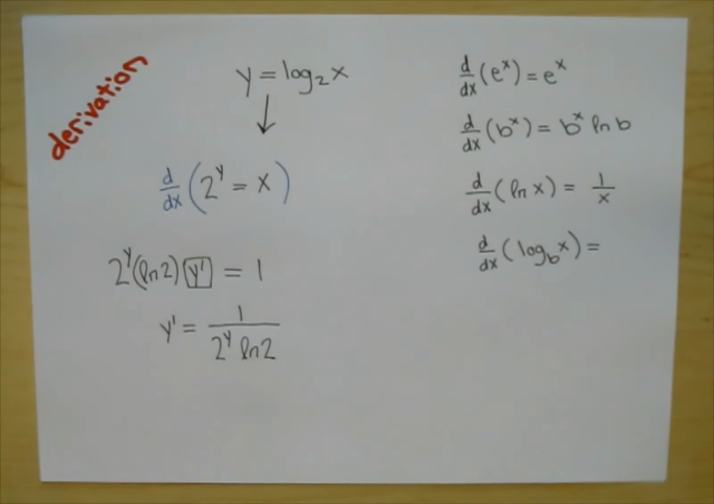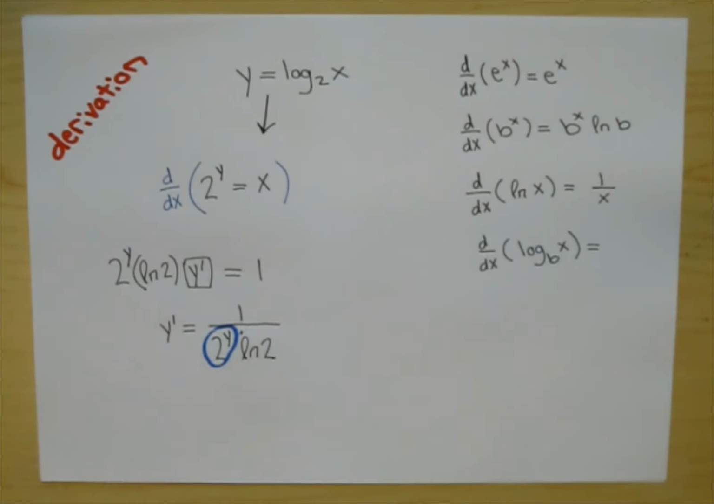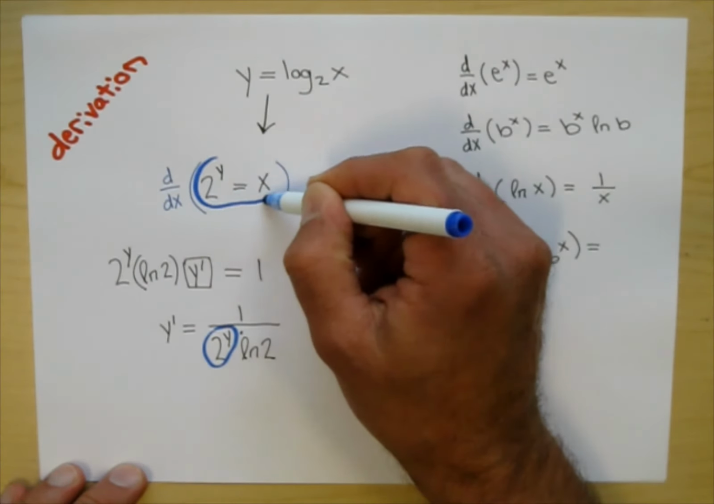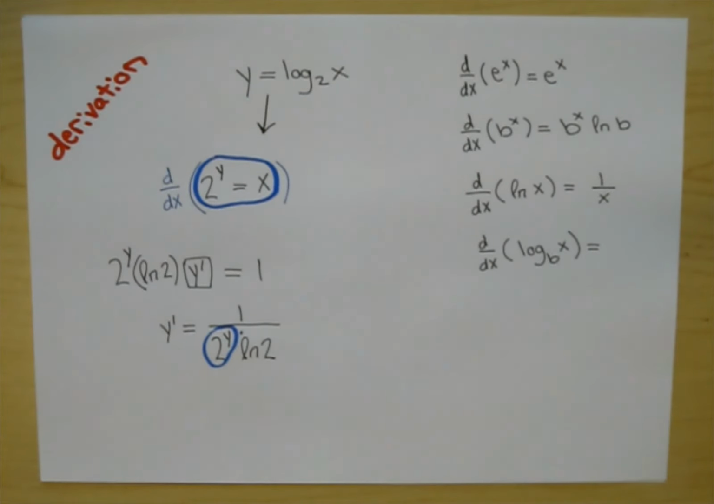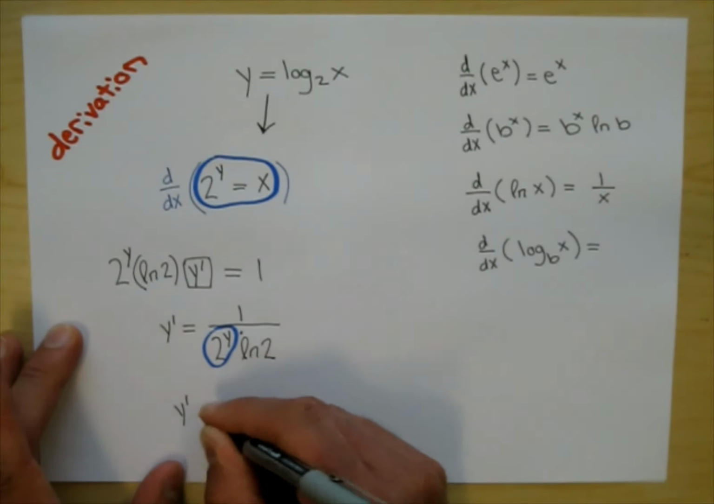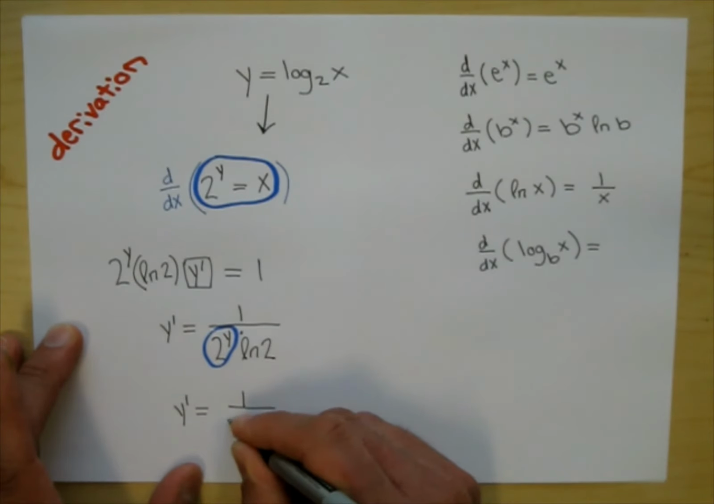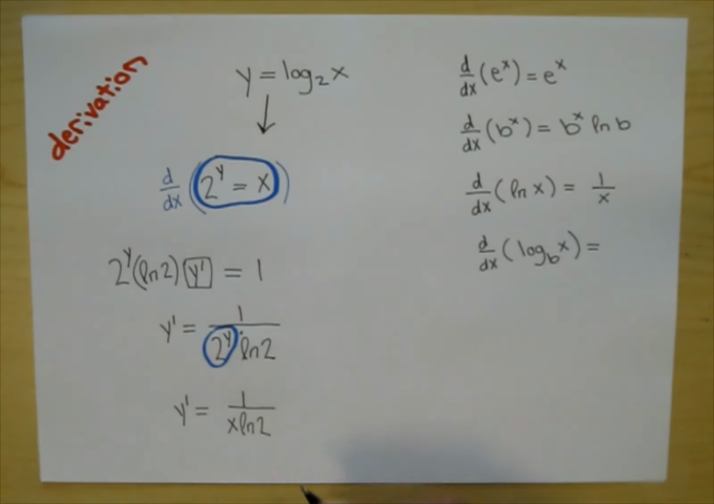Now I don't like my derivative to have y's on the right-hand side. So is there a way that I could replace the 2 to the y with anything with x's? And the answer is yes. I can replace that 2 to the y with x. And when I do that, I get y prime equals 1 over x ln 2. And that's the answer.